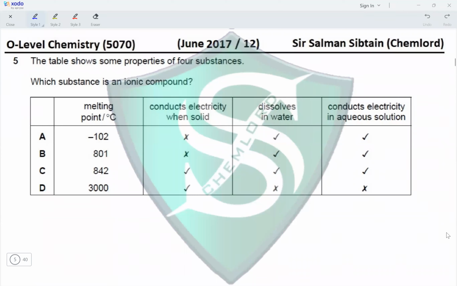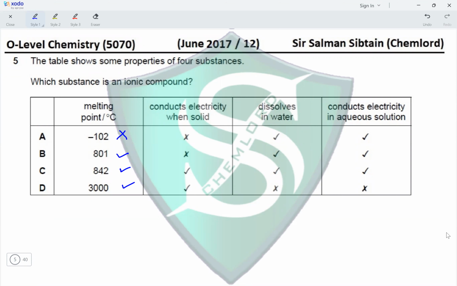Question 5. The table shows some properties of four substances. Which substance is an ionic compound? So an ionic compound would have a high melting point. So high melting points are 801, 842, and 3000 is very high. 3000 could be a giant covalent structure, but let's continue. So option A has been eliminated.